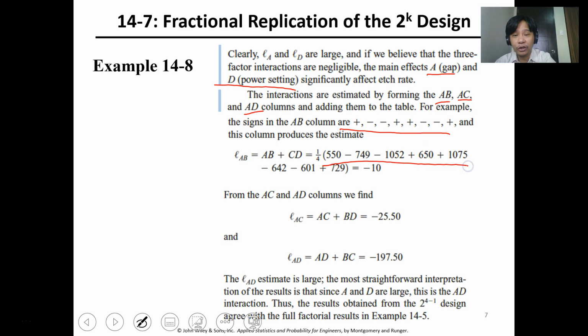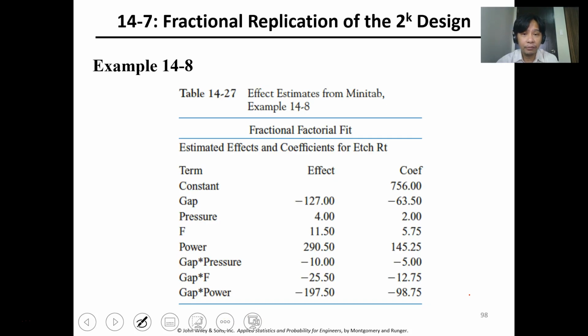So, i-apply nyo lang uli sa contrast and divide by 4. So, ito yung AB natin. Ito yung AC, tsaka AD. So, makita nyo, malaki din yung AD. So, lAD estimate is large. So, most straightforward interpretation of the result is that A, D, and the AD interaction are large. Those results obtained from the 2^(4-1) design agreed with the full factorial result. Yung ginawa natin last time for factorial yun. Ito, binawasan lang natin.